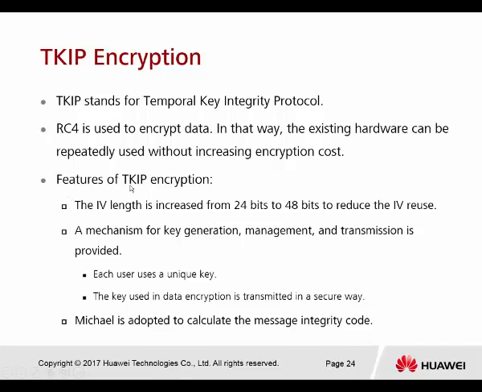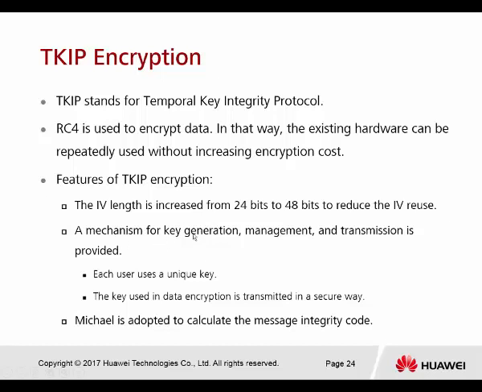Feature of TKIP encryption: the IV length is increased. The previous WEP encryption only used 24 bits. For TKIP, they increase the length from 24 to 48. So now even if a hacker wants to decrypt your IV, they need to take much longer compared to the previous one.